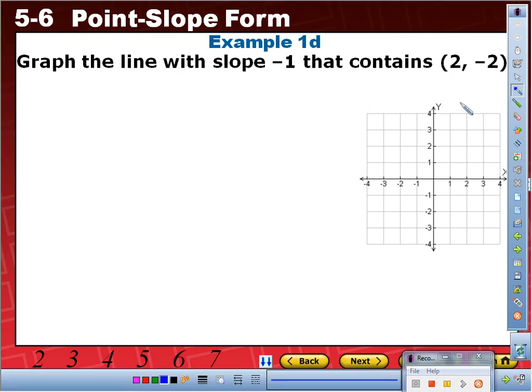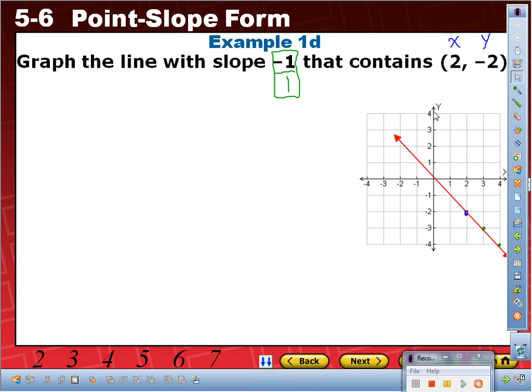All right, let's see. We plot our point that they give us, x is 2, y is -2, so 2, -2 is right here. And our slope needs to be in fraction form, so we know that this -1 becomes -1 over 1. So the -1 tells us to go down one step and one to the right. Down one and one to the right. Do it again, one down, one to the right, one down and one to the right. And your graph should look something like that.